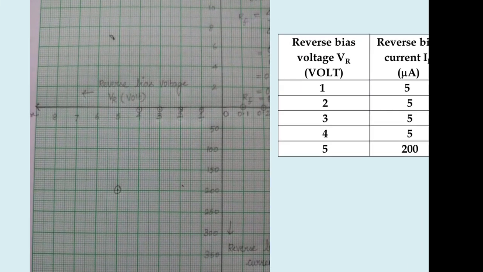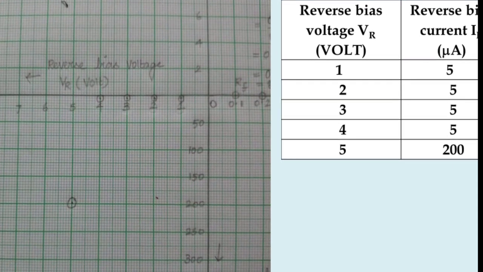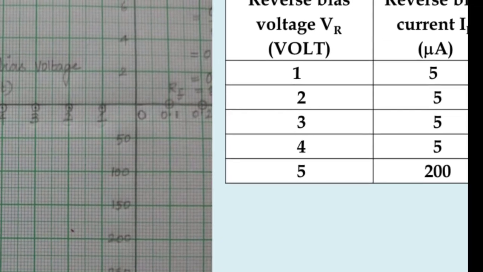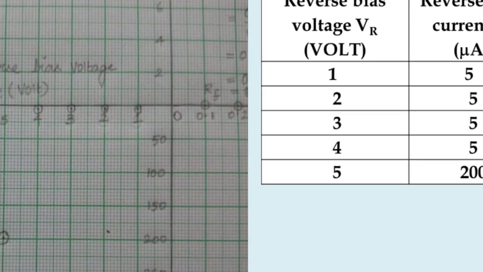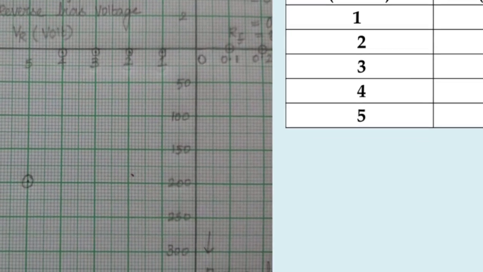So, we have the readings for the reverse bias characteristics. You could see 1 centimeter is 50 microamperes, so each line will correspond to 5 microamperes. At 1 volt you could see I have plotted at 5 microamperes, and for 2 volts it is also 5 microamperes. For 3 volts it is 5 microamperes, and till 4 volts it's 5 microamperes.